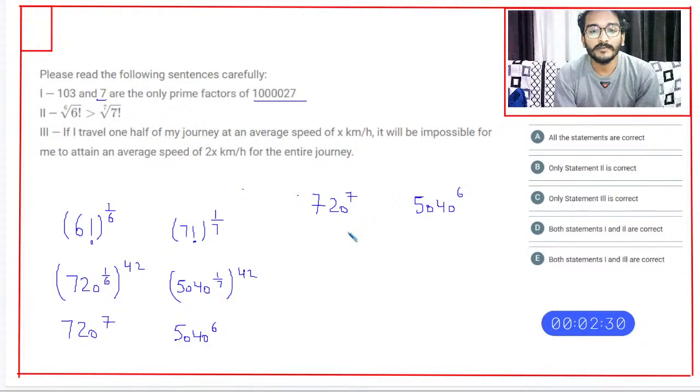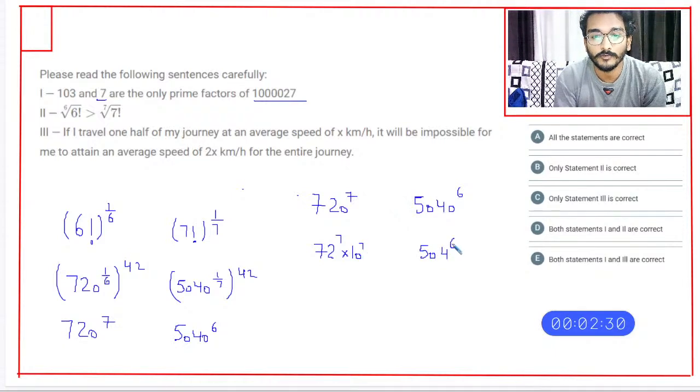So 720 raised to the power 7 or 5040 raised to the power 6. First of all, I can eliminate: it is 72 raised to the power 7 and 10 raised to the power 7, and 504 raised to the power 6 and 10 raised to the power 6. I have done the factorization part. I will eliminate 10 raised to the power 6 on both sides, and I will get this.